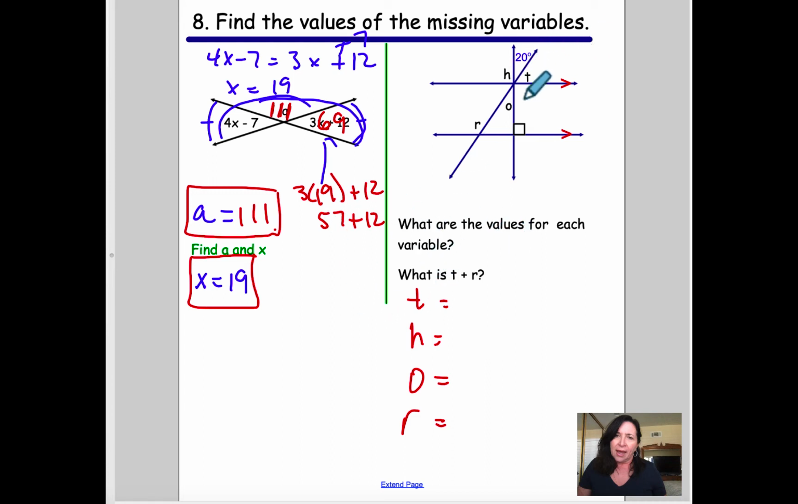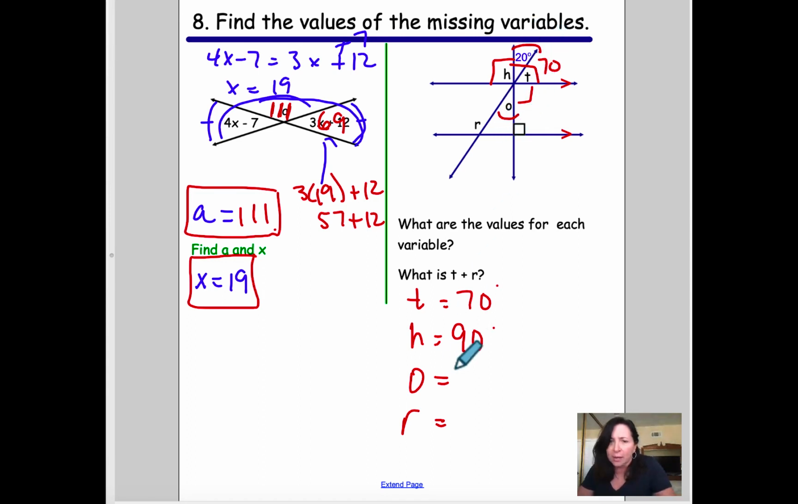Now, what I'm looking at is this. I've got two parallel lines cut by a transversal. Now, notice a couple of things. These are parallel. That's 90, which means that has to be 90, which means that this has to be 90, which means that if that's 20, then that must be 70 because 70 and 20 is 90. So T is 70.